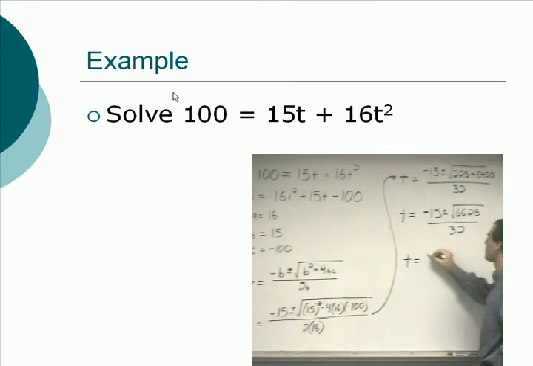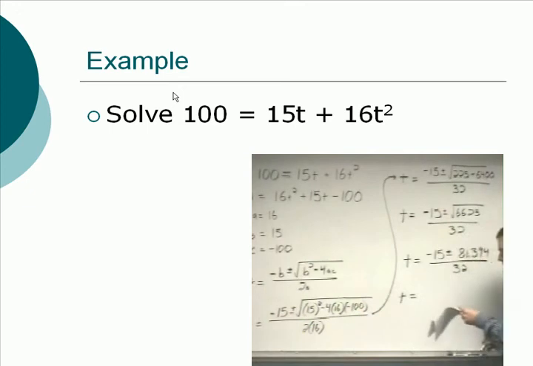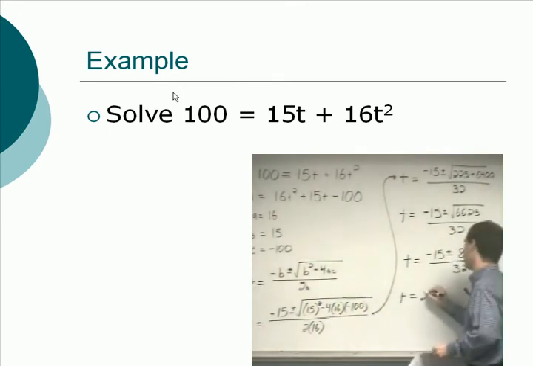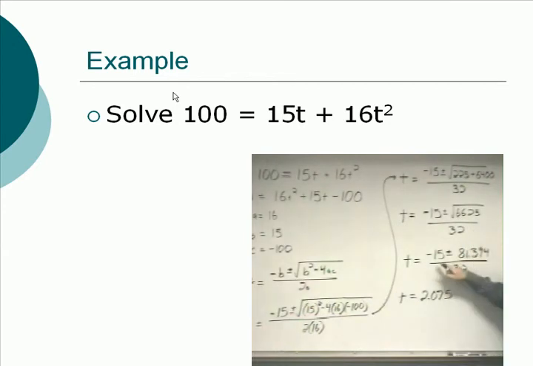Well, square root of 6625, we've got negative 15 plus or minus square root of 6625, which is going to be a little over 80, I think. 81.394 over 32. Now we can compute what our two solutions are going to be. Negative 15 plus 81.394 over 32 is going to give us 2.075. Or negative 15 minus 81.394 over 32, and we get negative 3.012. So there's our two solutions. One of them turned out to be positive, one of them turned out to be negative. But we've got our two approximate solutions for t.